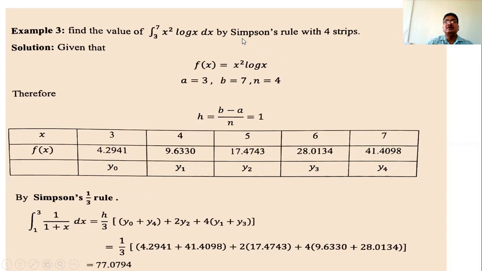Here the instruction is to use Simpson's rule, and the number of strips, or sub-intervals, is 4, which is even, and that's why Simpson's 1/3 rule is applicable for this example. Simpson's 3/8 rule with 4 strips is not possible, because Simpson's 3/8 rule is applicable if the number of sub-intervals is a multiple of 3.